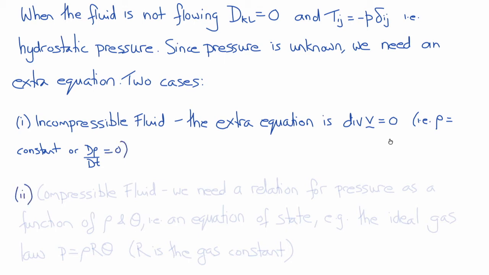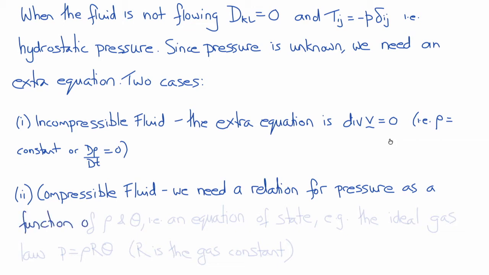The other possibility is that the fluid is compressible, or at least not specifically assumed to be incompressible. In this case, we need a relation for the pressure, typically as a function of density rho and temperature, written here as theta, so as not to be confused with the stress, capital T.